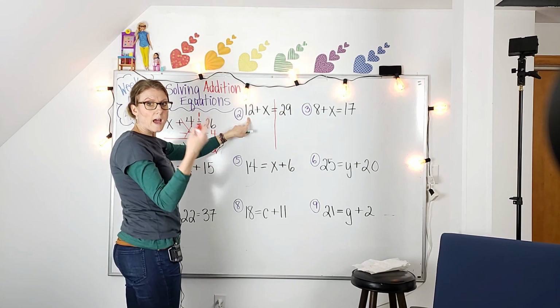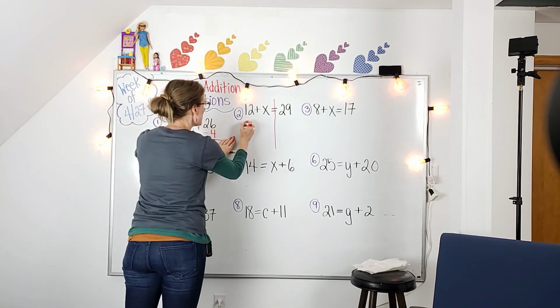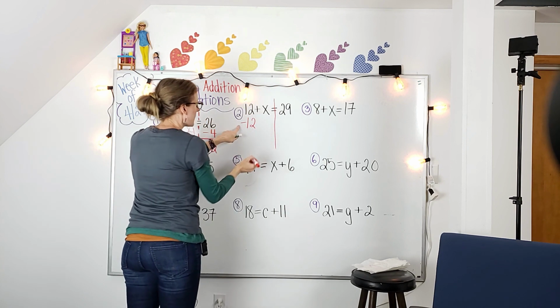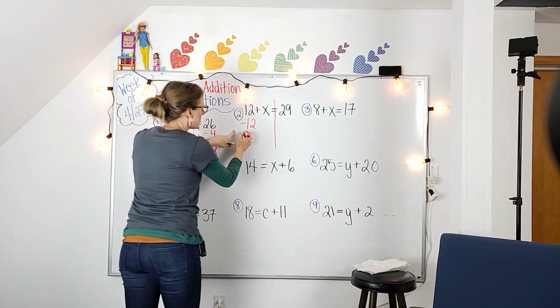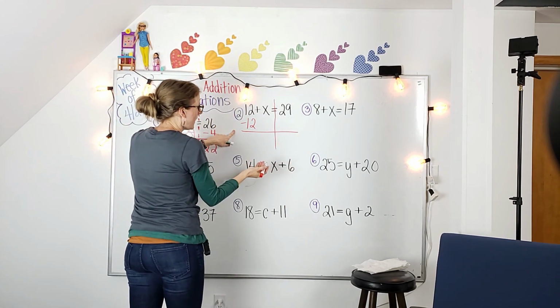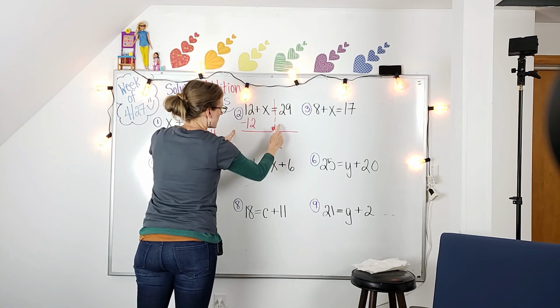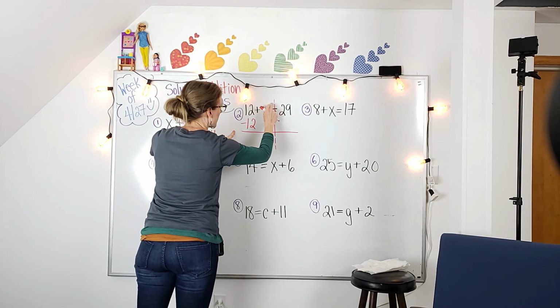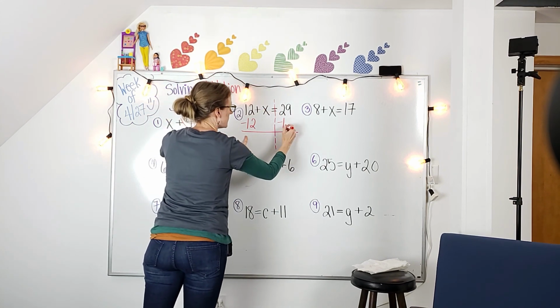To do that, we do the opposite of positive 12, which would be a minus 12. So instead of that positive 12, we're going to minus 12. And where else will we do that? I'm going to make a dashed line so that it looks a little more separated. We're also going to do that to the other side.